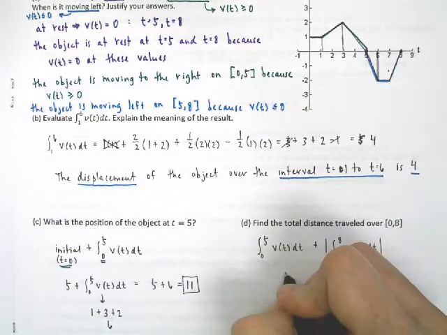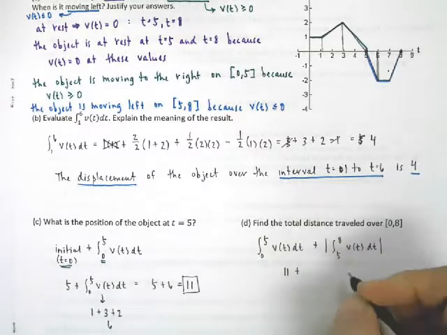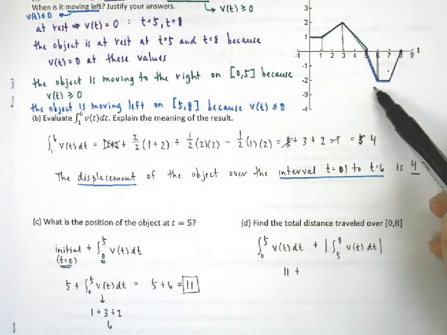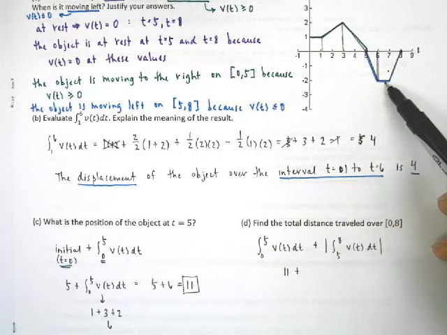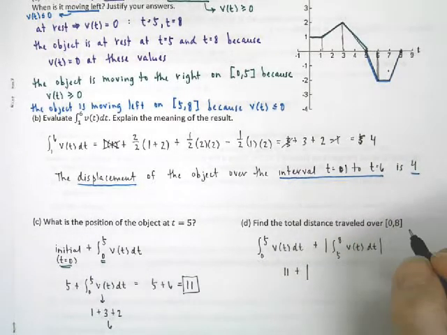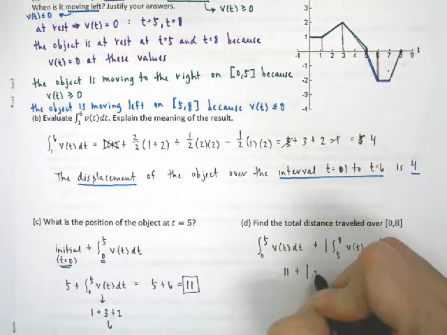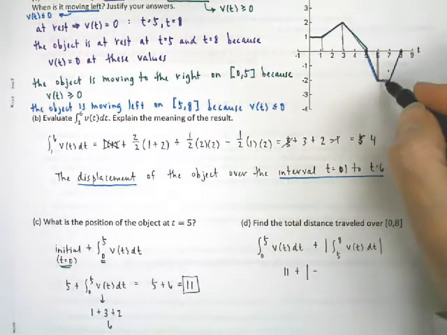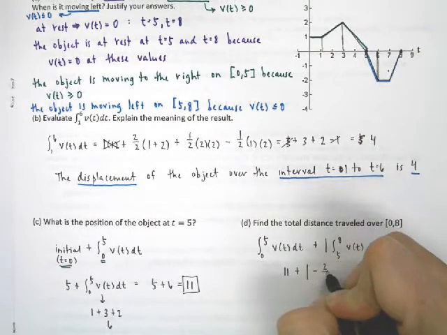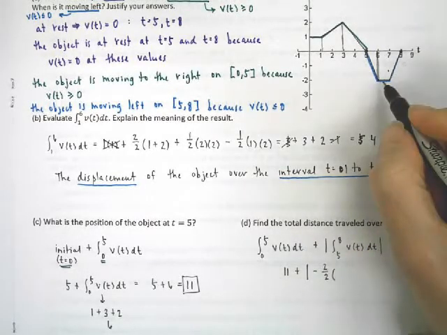So 0 to 5 we just found out was 11, plus, now again, this would normally be negative because it's below, but we want the absolute value. So essentially we're taking the absolute value. We have a trapezoid here. So normally it would have been negative because it's below. The height of that trapezoid is 2 over 2.